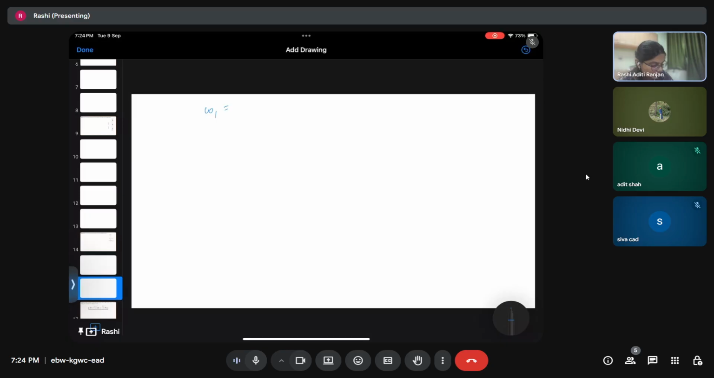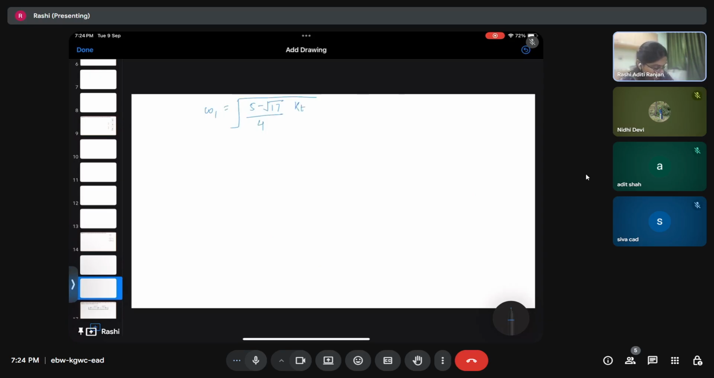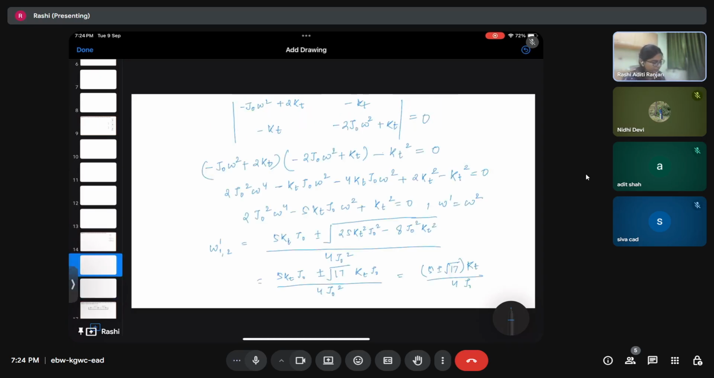omega 1 as under root of (5 minus under root of 17) divided by 4 times kt by J naught, and omega 2 as under root of (5 plus under root of 17) by 4 times kt by J naught. These are the two natural frequencies linked to the system. Okay, one should be plus. Okay, yeah, that's fine.